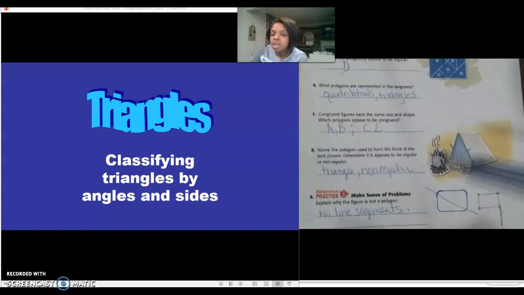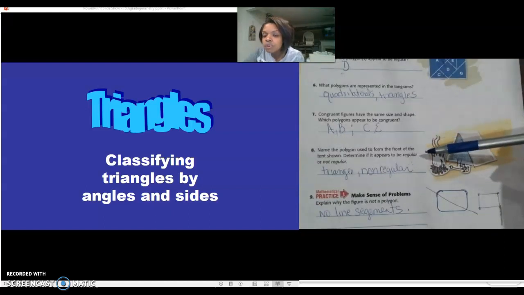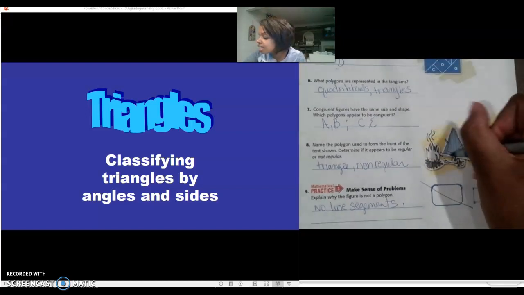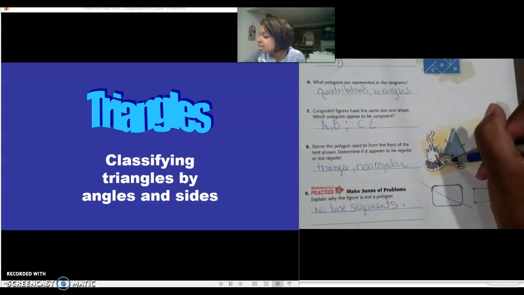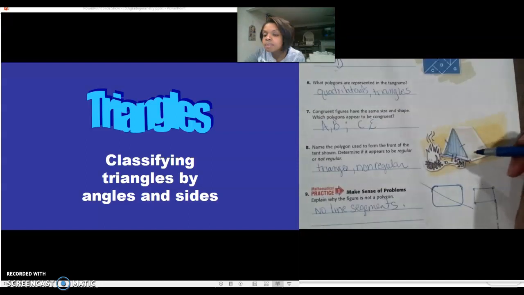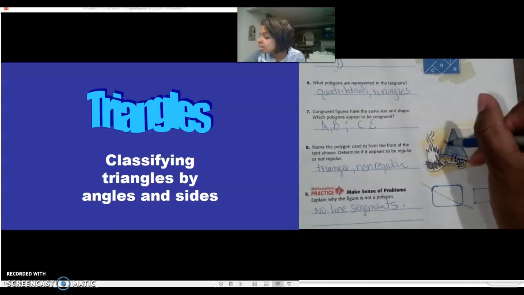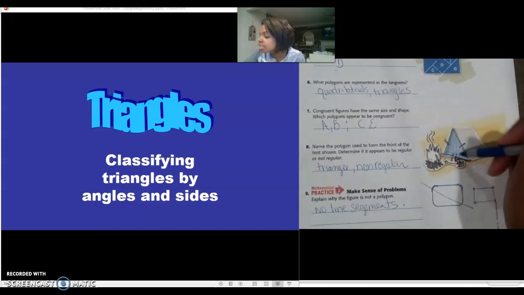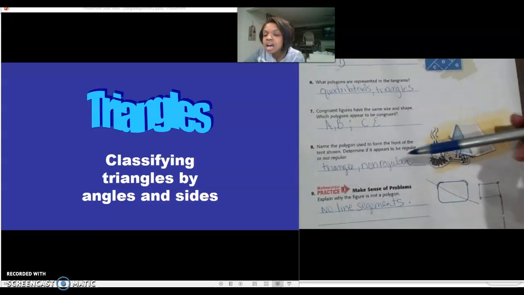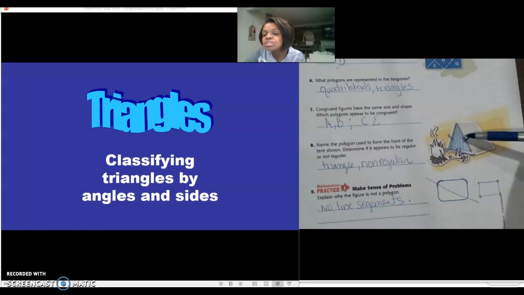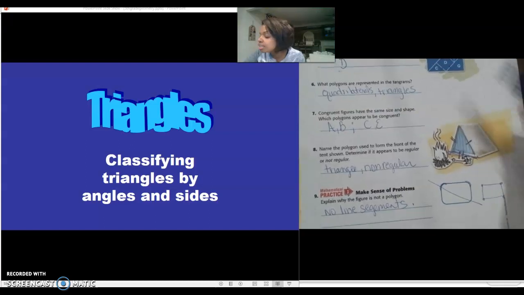Okay. All right, name the polygon used to form the front of the tent. Determine if it appears to be regular or not regular. Well, this definitely seems like the base is way longer than the 2 sides. So I've got 2 tick marks at the bottom and 1 tick mark to represent that these are the same measure. So this is a triangle and it is non-regular because it only has 2 sides that are the same.